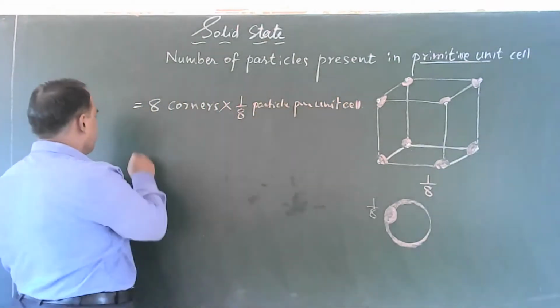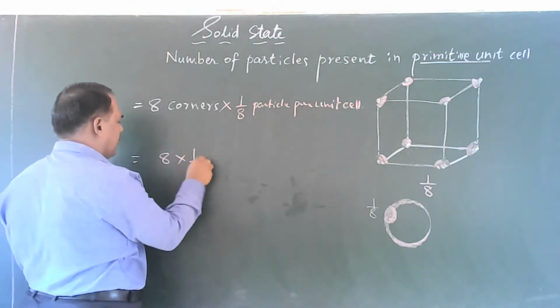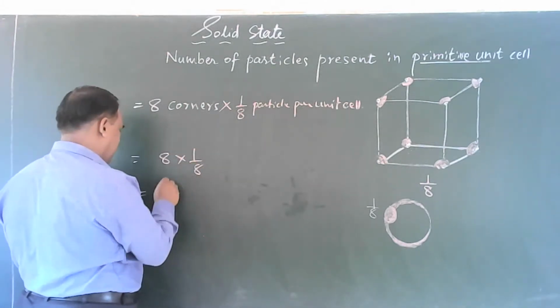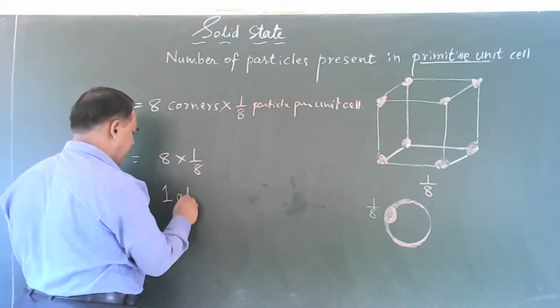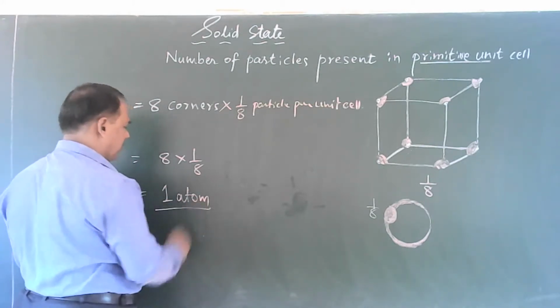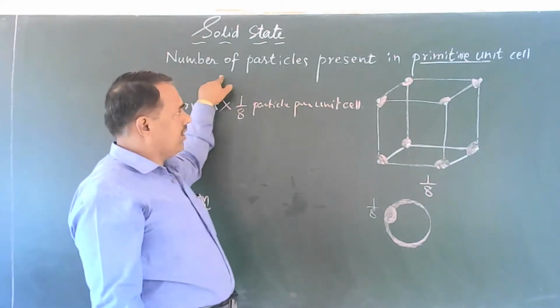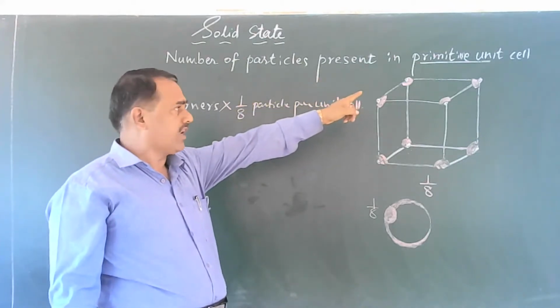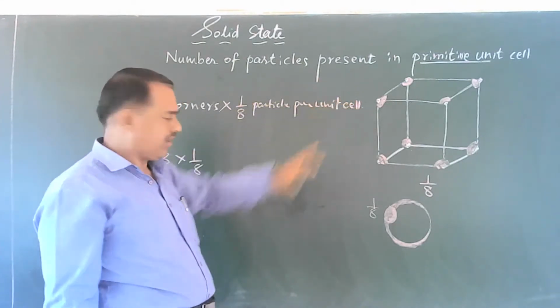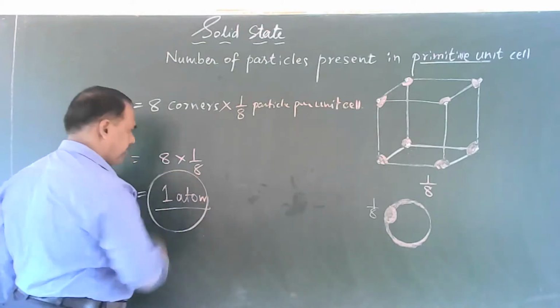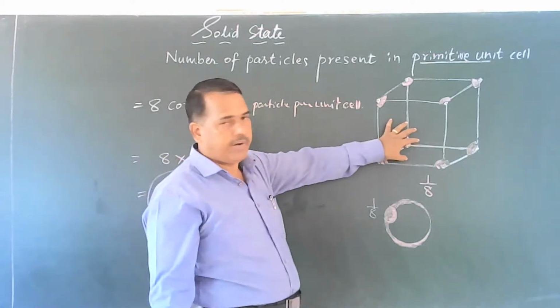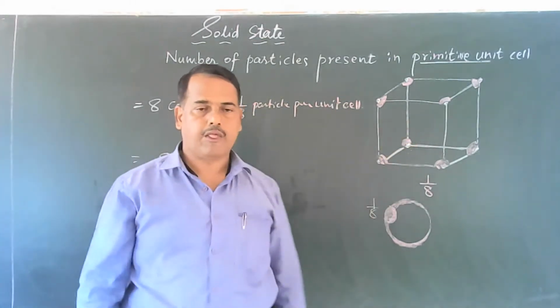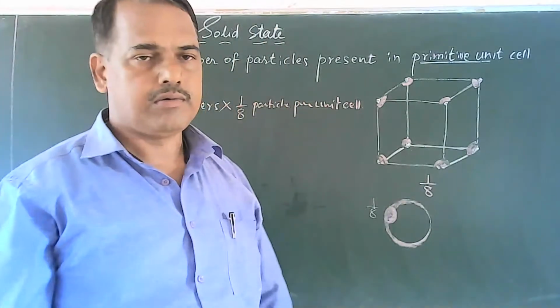It is its contribution. So therefore, 8 into 1 by 8, so you will get 1 particle or 1 atom. Are you clear? What is the number of atoms or particles present in a primitive unit cell? It is nothing but 1 atom. How? You can see by the diagram. You can easily remember and easily calculate.